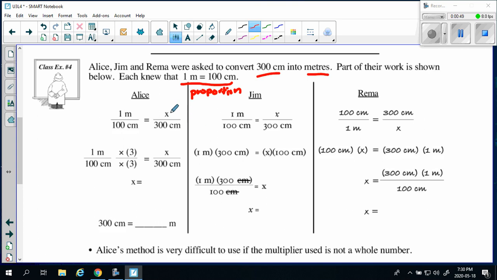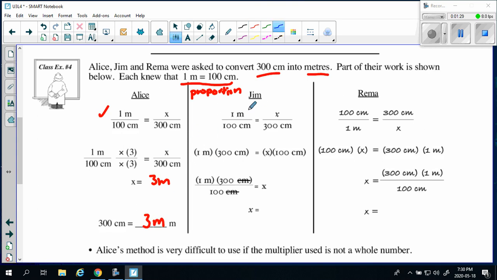Alice said, I don't know how many meters this is going to be, so I'm going to put that in for x, but I do know that 1 meter is over 100 centimeters. And I want to know how many meters would be 300 centimeters. Notice how she has lined up her centimeters in the bottom and her meters in the top, because meters is what she's after here. So she has set this up correctly. To make these match, she multiplies the top by 3 and the bottom by 3, and she concludes that x has to be 3 meters. So that's one way to set it up.